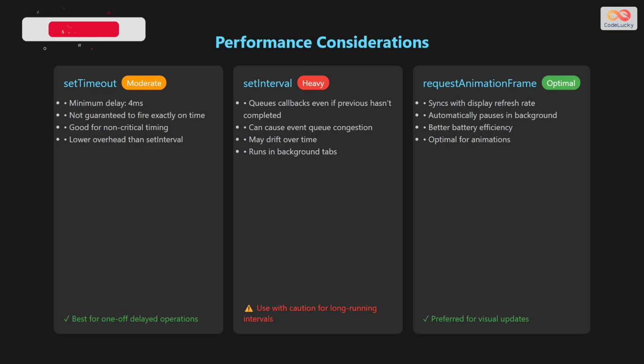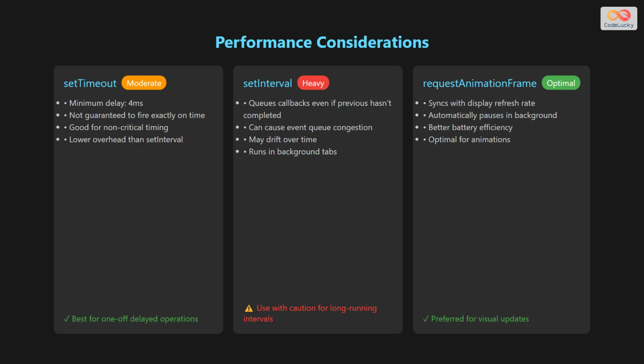Let's compare the performance characteristics of setTimeout, setInterval, and requestAnimationFrame. setTimeout has moderate performance impact, with a minimum delay of 4 milliseconds. It is good for non-critical timings. setInterval has a heavy performance impact, since it queues callbacks even if the previous has not completed, which can cause event queue congestion.